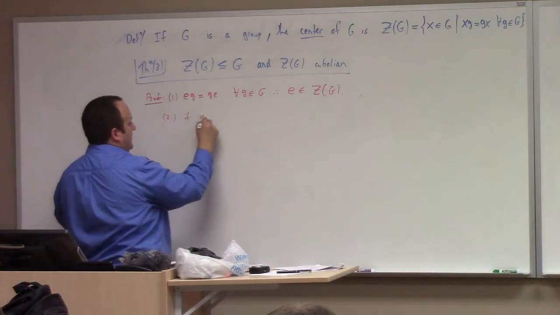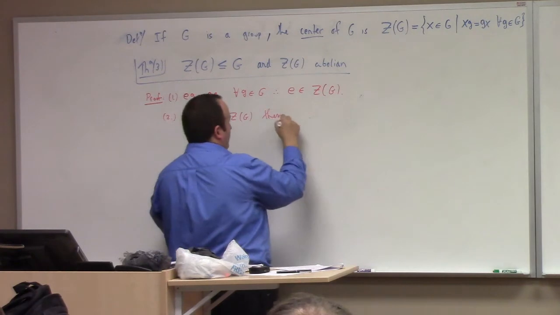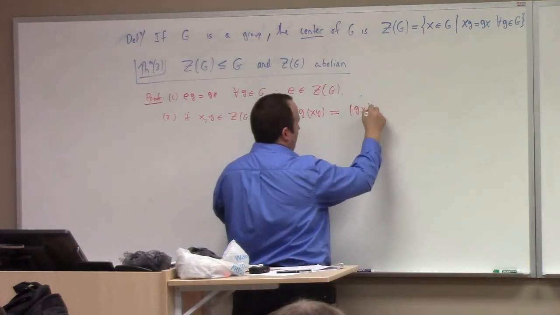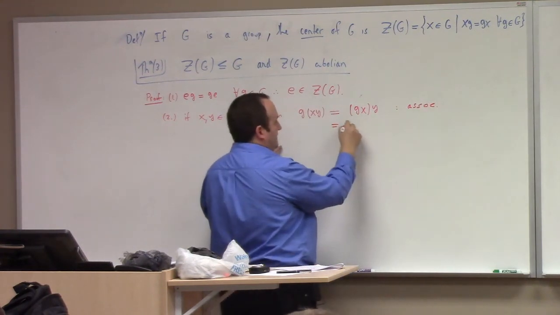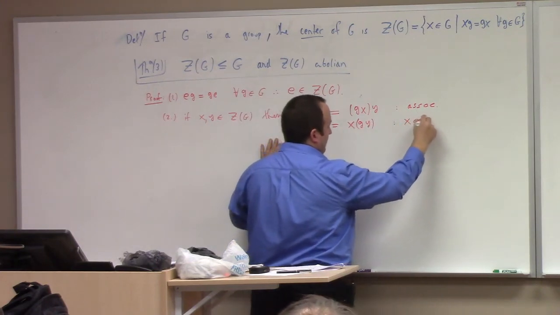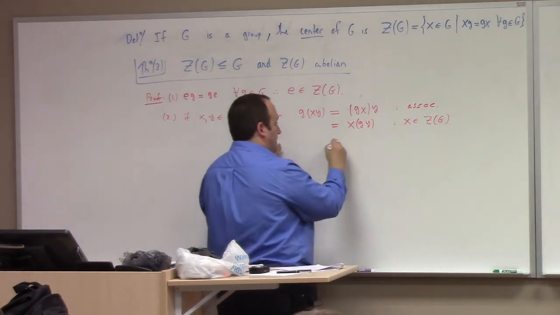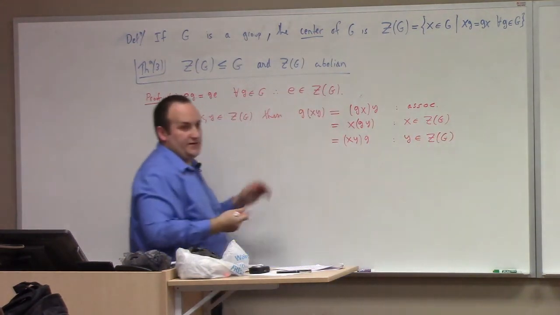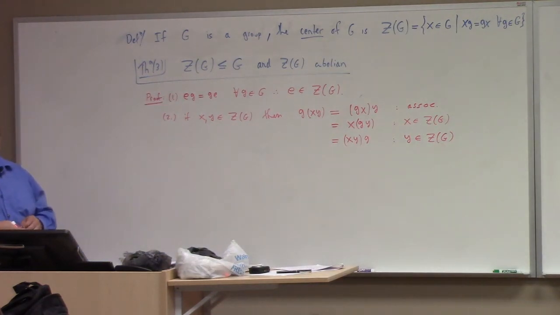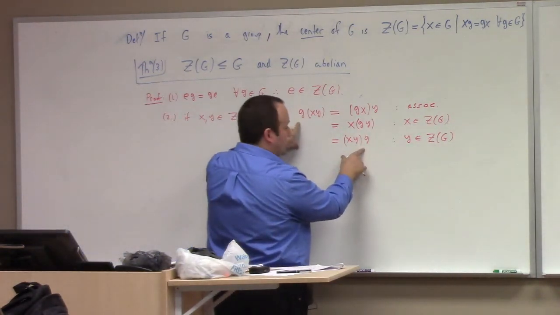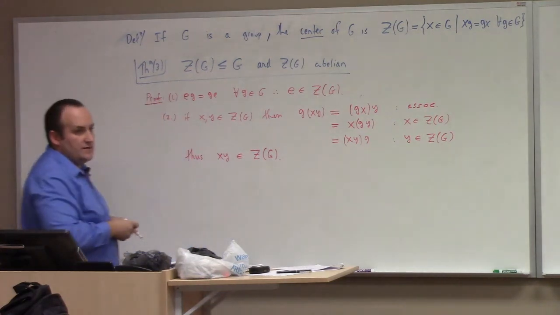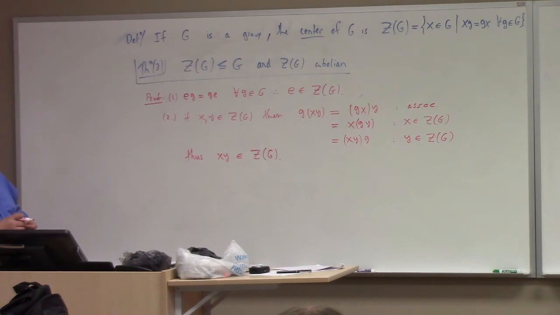Two, if X and Y are in the center of G, then if we look at GXY, that's equal to GXY by associativity, which is equal to XGY, because X is in the center, so I can commute X and G. But then I can commute G again, because Y is in the center, right? Admittedly, I'm using associativity all over the place, but we tend not to say it each time, because it gets really annoying to say by associativity over and over. It's understood. So this shows that XY is in the center because it commutes with an arbitrary group element. So that's two.